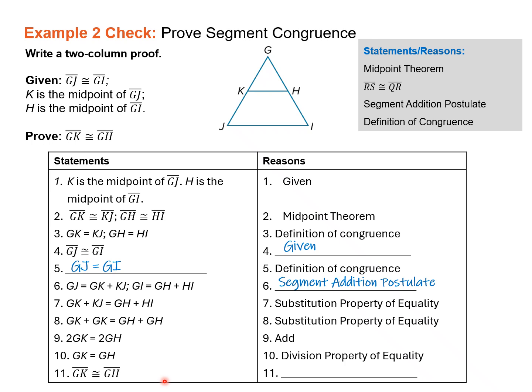Next, we're adding. You add GK plus GK gives you 2 GKs. GH plus GH gives us 2 GHs. So dividing by 2 on each side, division property of equality, you end up with GK equals GH. And of course, if two lengths are equal, then their segments are congruent, and that is the segment addition. I'm sorry, that is the definition of congruence. Definition of congruence. Hopefully you had that all right. The only thing that probably tripped you up was number 5. There was an error there.